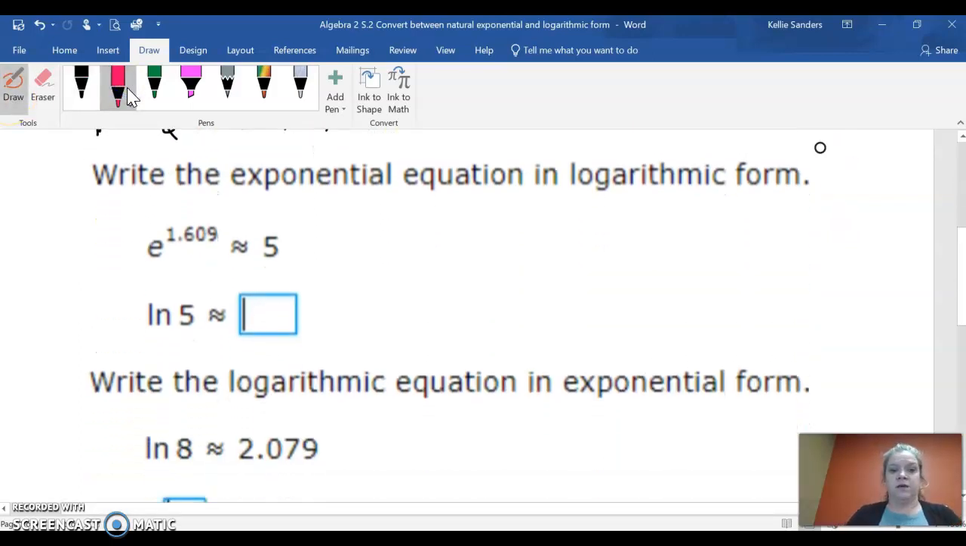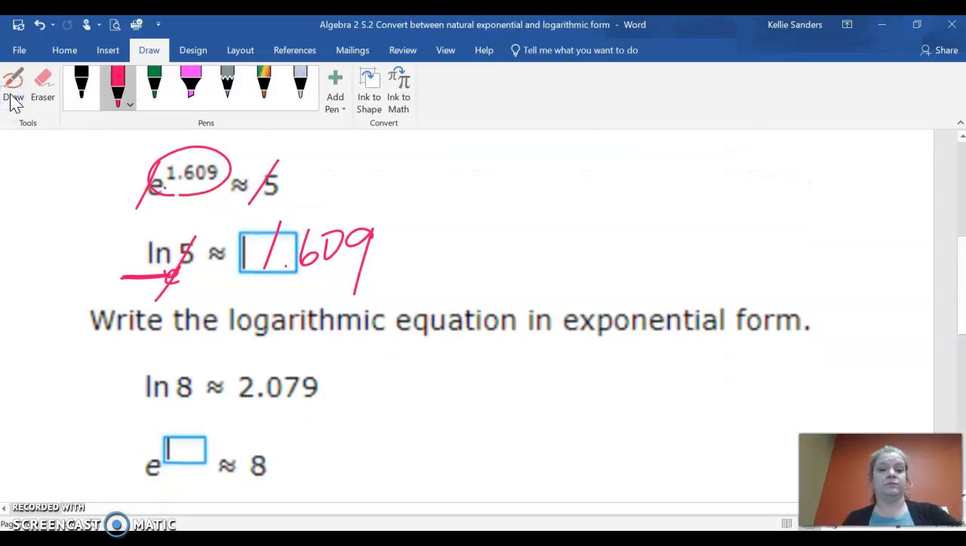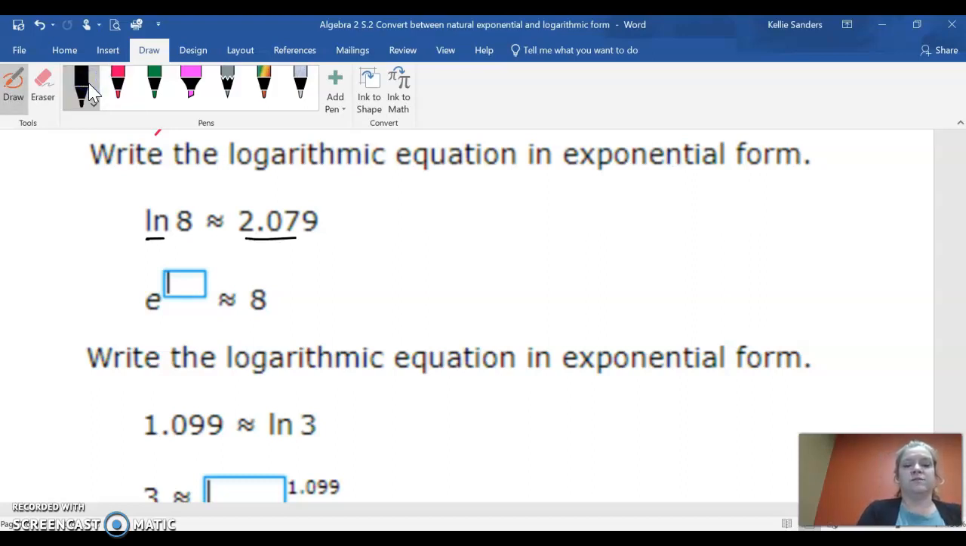All right, and again, the E is used, the 5 is used. Natural log, log is exponent. So what's the natural log or what's the exponent? The exponent is 1.609. These are kind of easy because they're giving you one number already, so the other spot's going to be what's left, right? So the natural log is approximately 2.079. So what's the exponent?